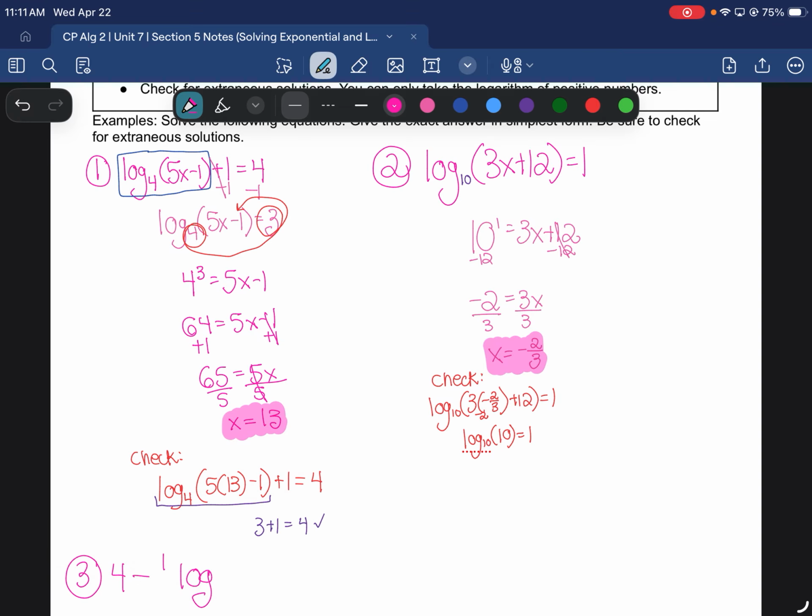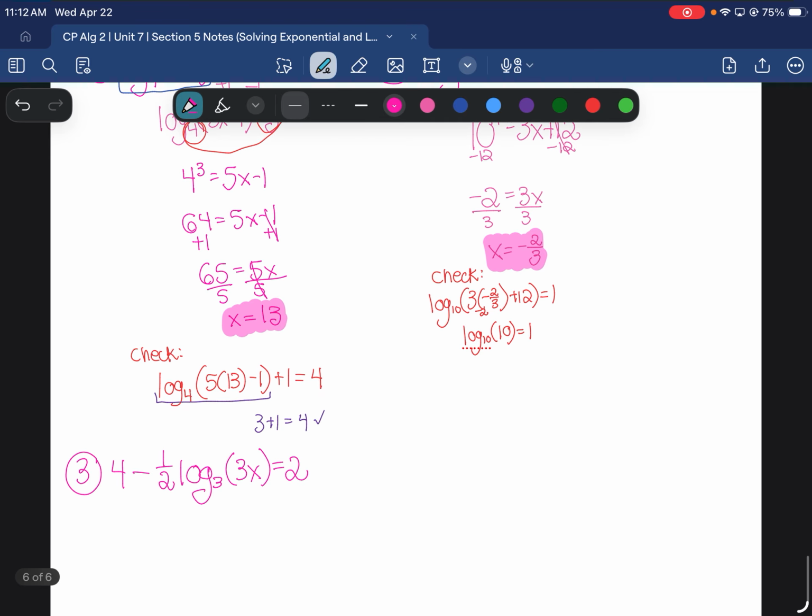Should you check it every time? When it says check for extraneous solutions, I would. Because there's a chance that one of them or both of them may not work.